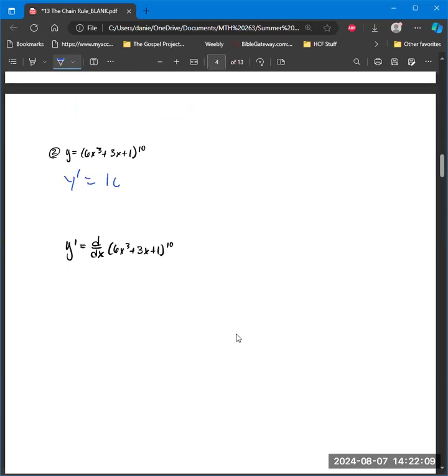Take the derivative of the outer function, leaving the inner function alone, times the derivative of the inner function. That's really as much as I need to do on that one.